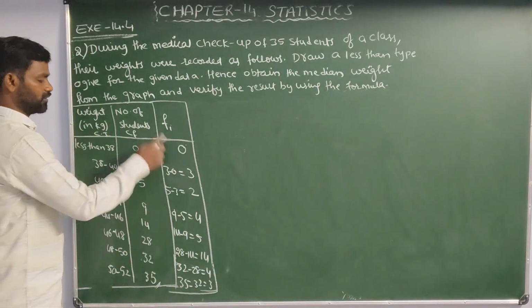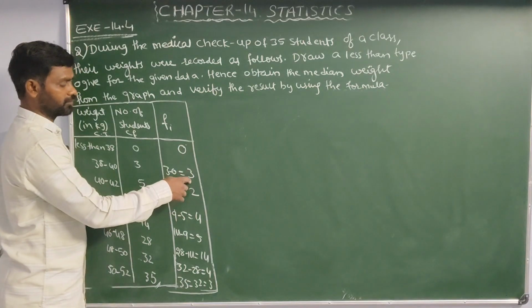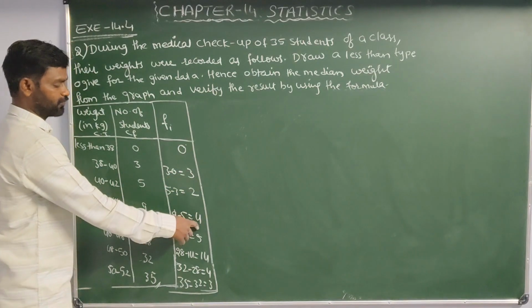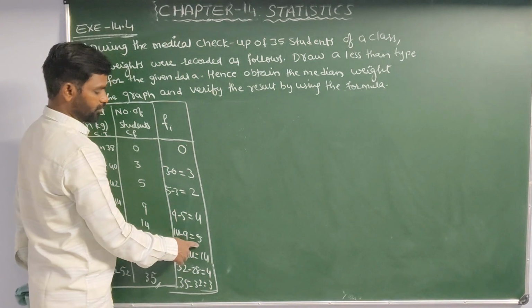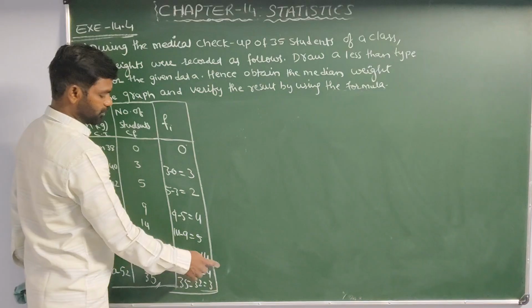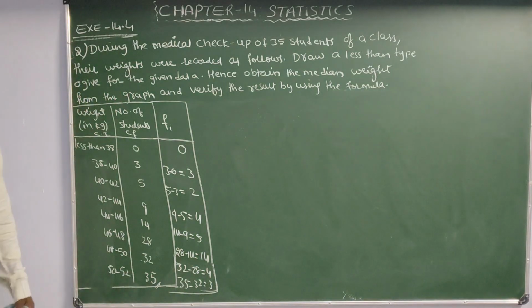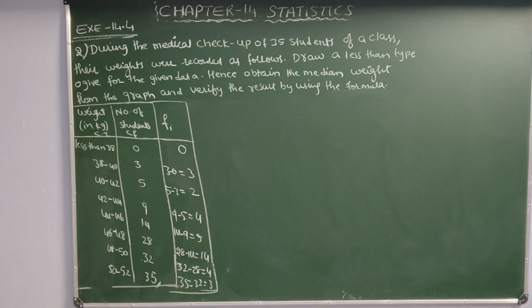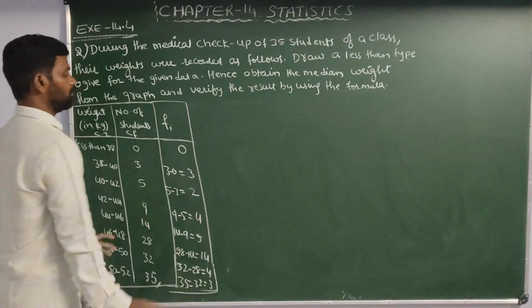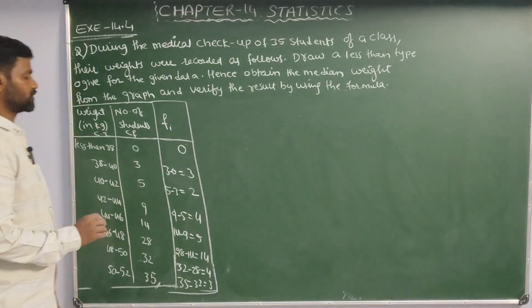Now if you observe, we get 35. See, 0 plus 3, 3. 3 plus 2, 5. 5 plus 4, 9. 9 plus 5, 14. 14 plus 14, 28. 28 plus 4, 32. 32 plus 3, 35. So that must tally. Right. Now we have found the frequencies also.